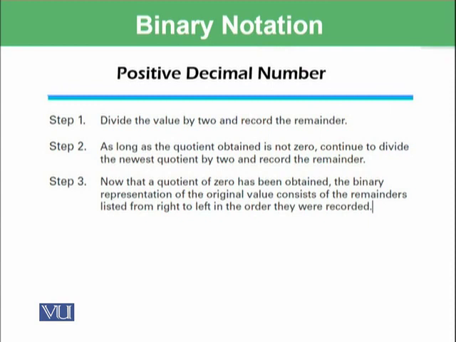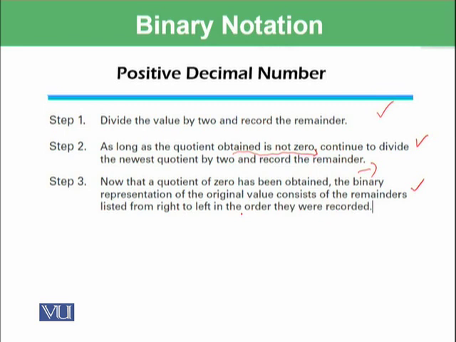And how to convert a decimal number into binary notation? These are simple 3 steps. One is divide the value by 2 and record the remainder. As long as the quotient obtained is not 0, continue to divide the newest quotient by 2 and record the remainder. And now that the quotient of 0 has been obtained, the binary representation of the original value consists of remainders listed from right to left in the order they were recorded.